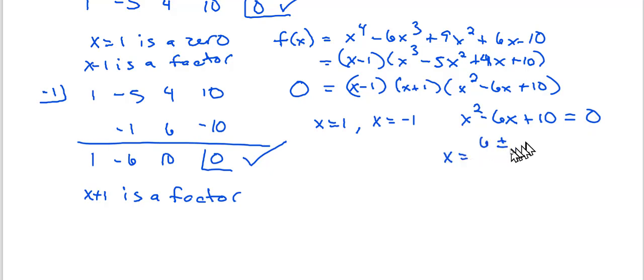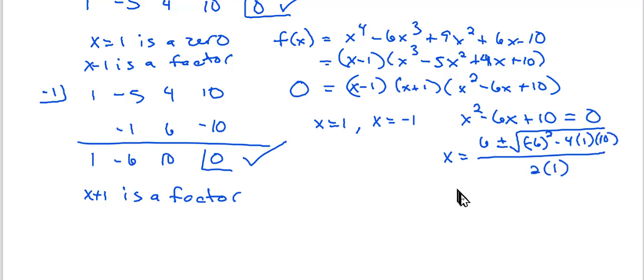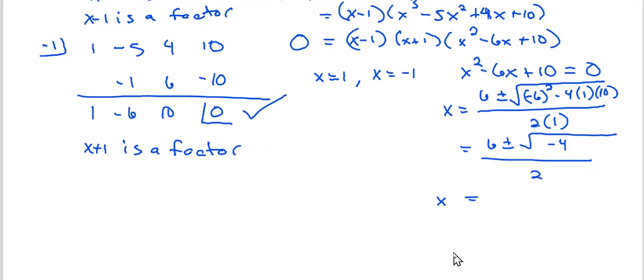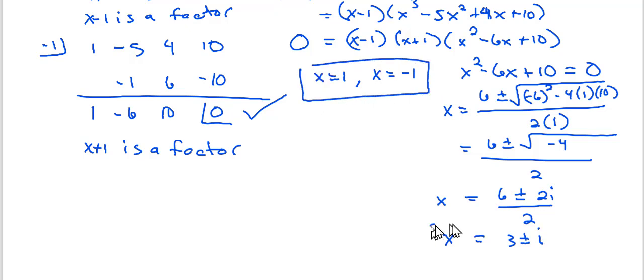X equals the opposite of b, which would be 6, plus or minus the square root of b squared minus 4 times a times c, all over 2 times a, where a is 1. 6 plus or minus the square root of 36 minus 40. Ooh, that's -4. The reason I wanted to look at this one is because it is an interesting result here. We get the imaginary number 2i from that square root of -4. So x equals 3 plus or minus i. So these are my solutions here and here.